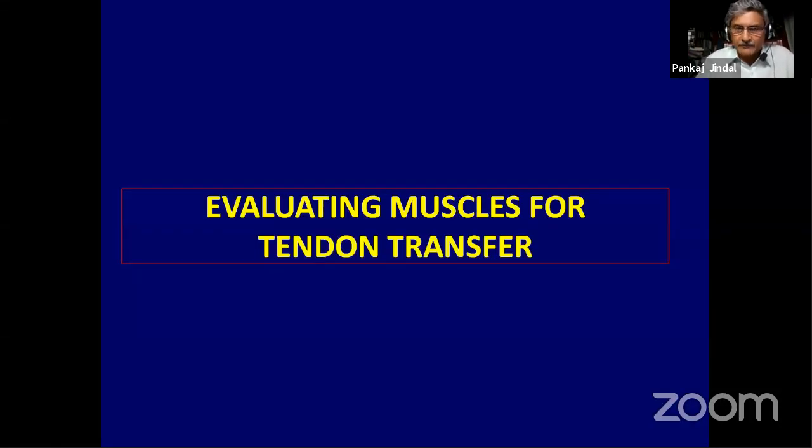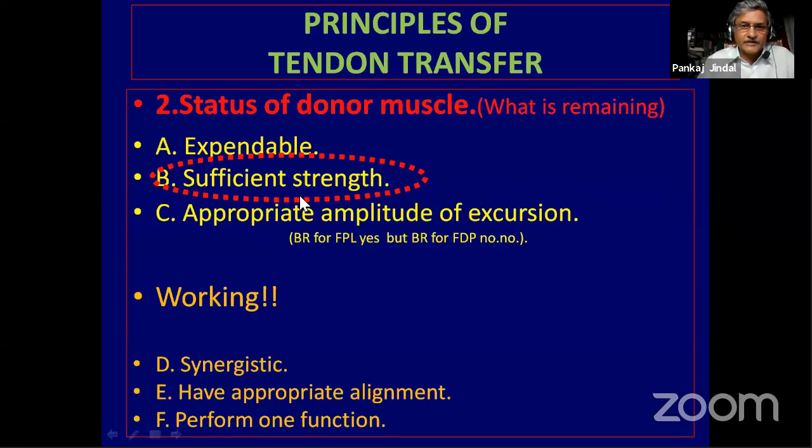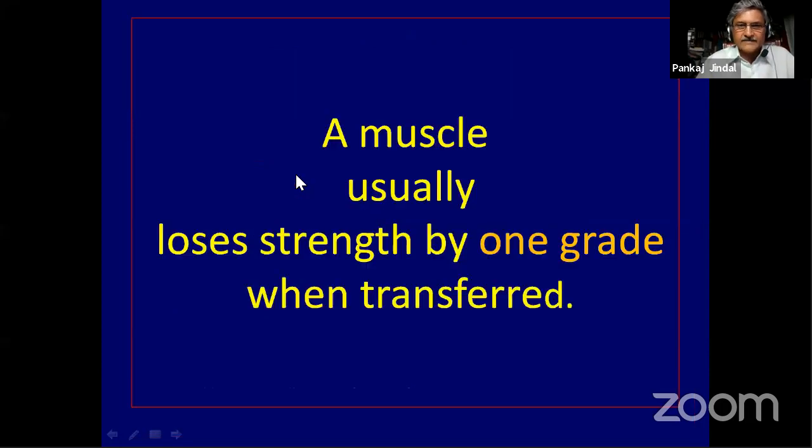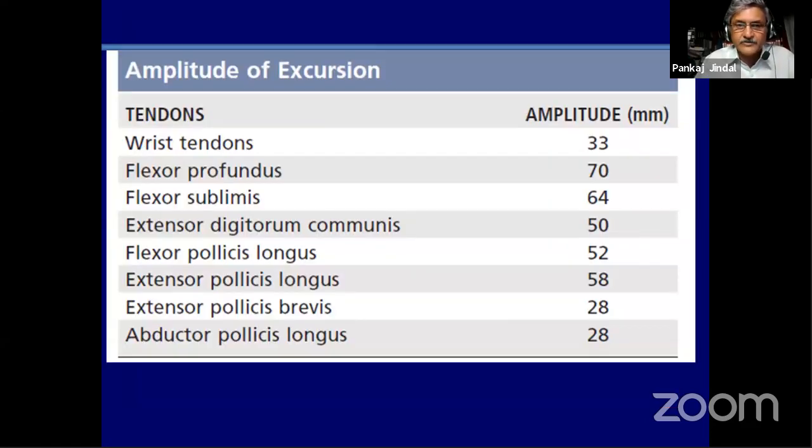Then the evaluation of the muscle. We talked about the expandability of the muscle, then about the strength of the muscles. Strength is important because usually a muscle will lose a grade when it is transferred. So if it is grade 5, it will become grade 4. If it is grade 4, it becomes grade 3, which basically means you cannot choose a muscle which is already grade 3, because grade 2 will be a useless function. So you have to have a muscle which is strong.